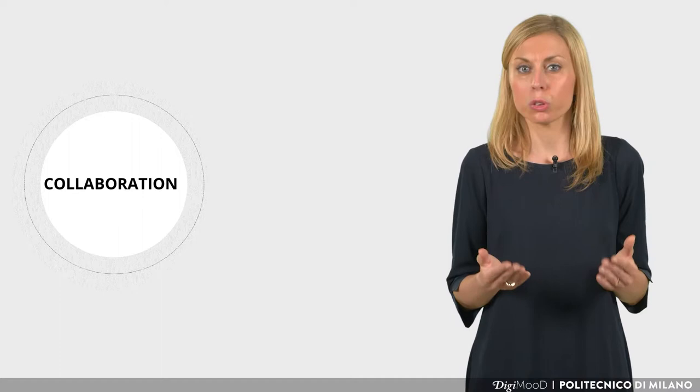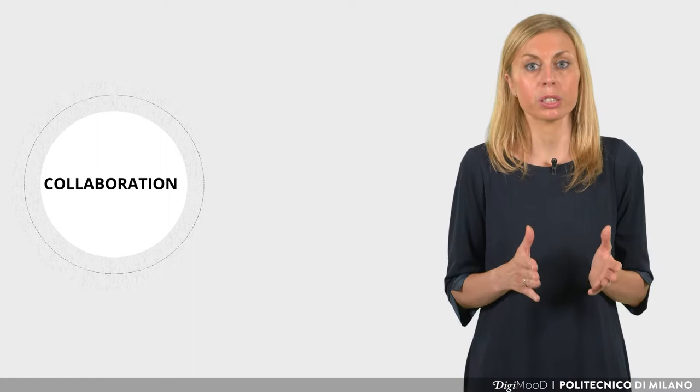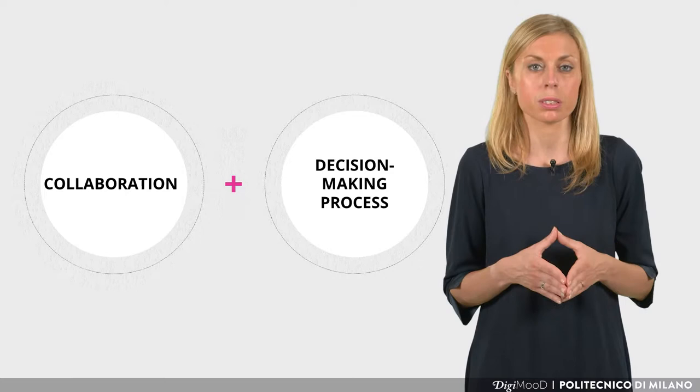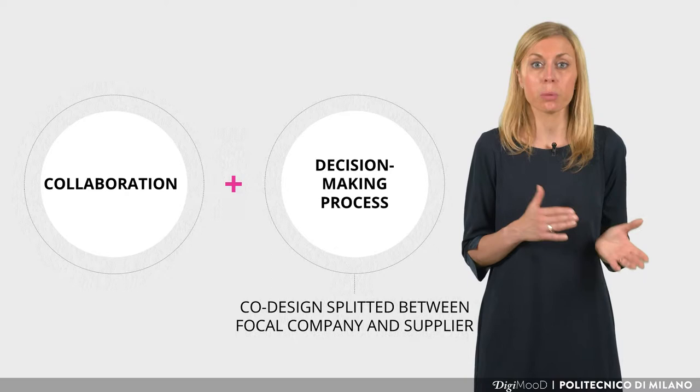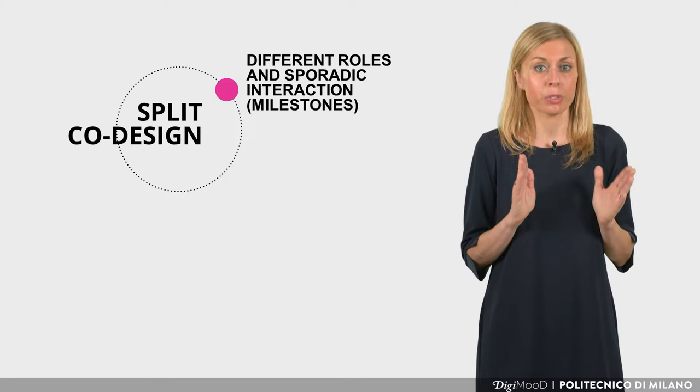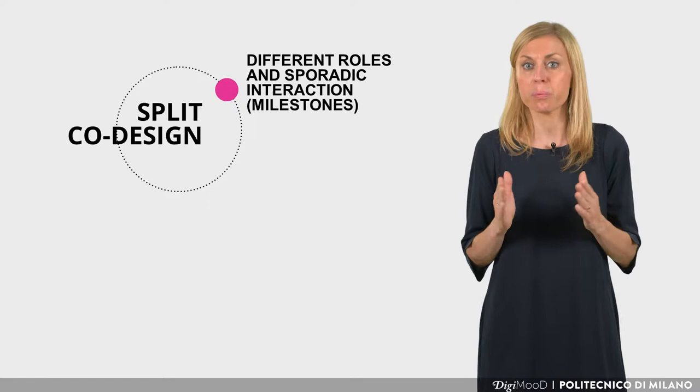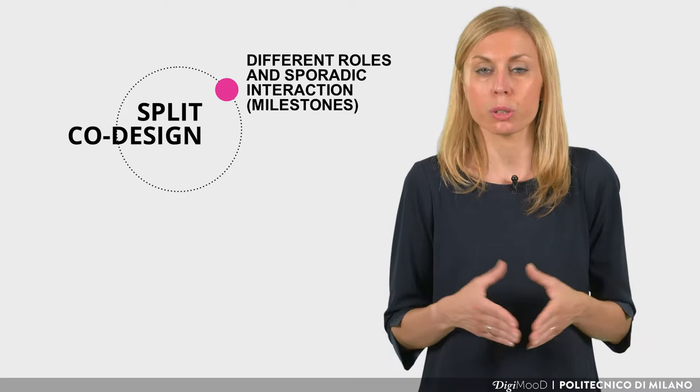Beyond the purpose of the collaboration, there is a second variable to discriminate between different types of co-design, for instance, the characteristics of the decision-making process. In some cases, co-design could be split between focal company and supplier. The two companies perform separated activities, have clearly separated roles, and share outputs and inputs at predefined milestones with sporadic interactions. In this kind of relationship, generally, the focal company provides suppliers with input about the desired output.